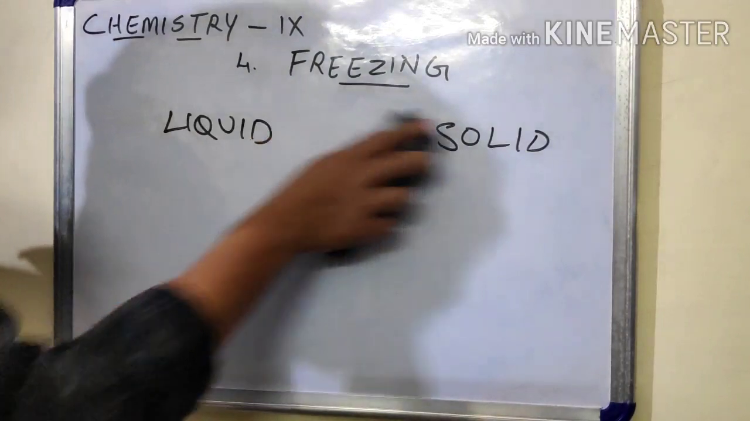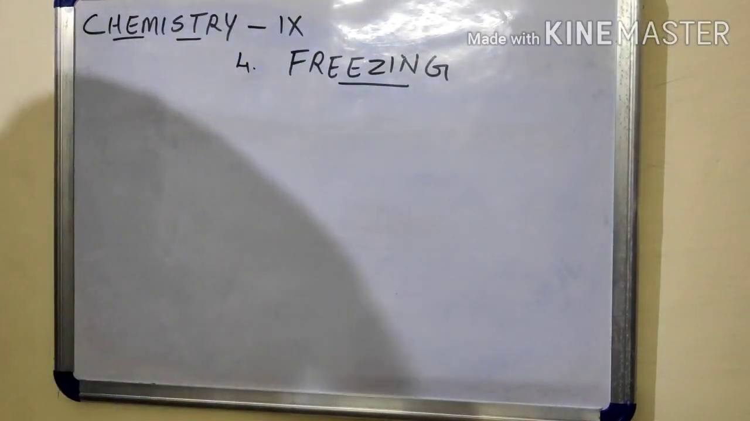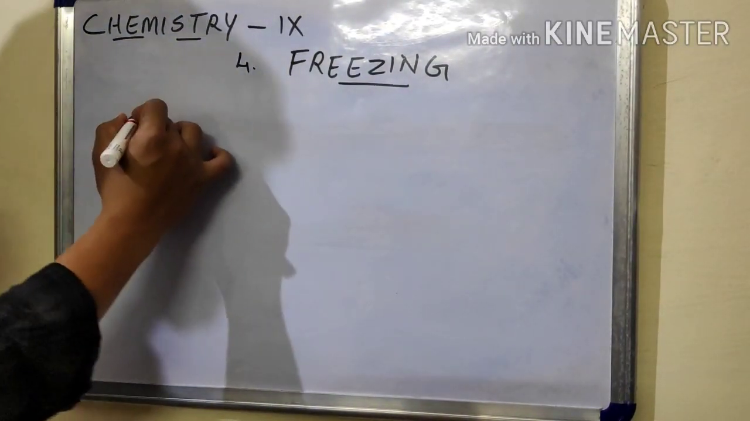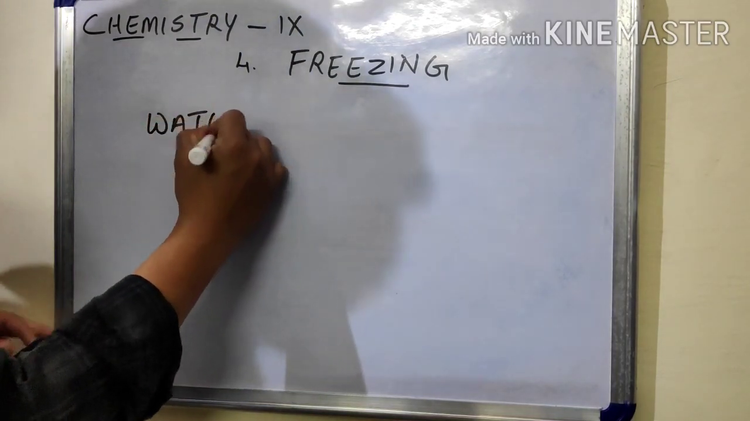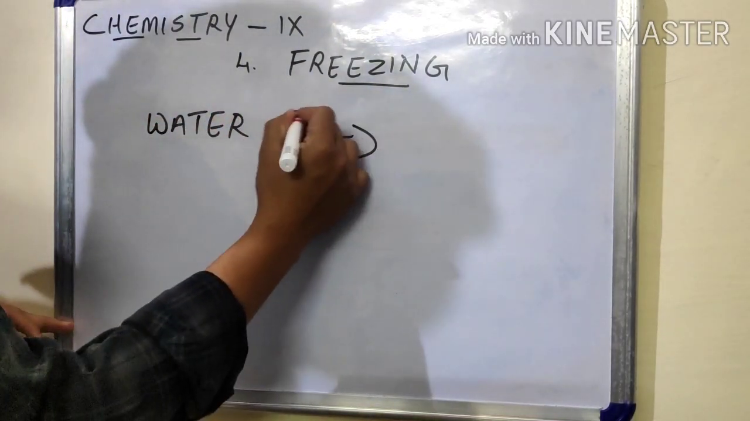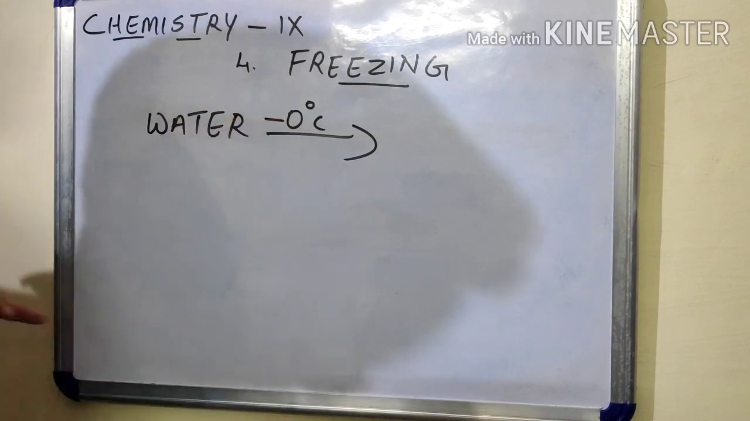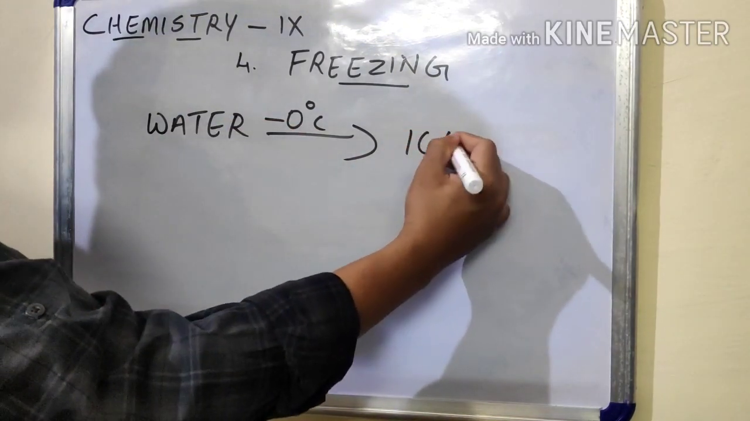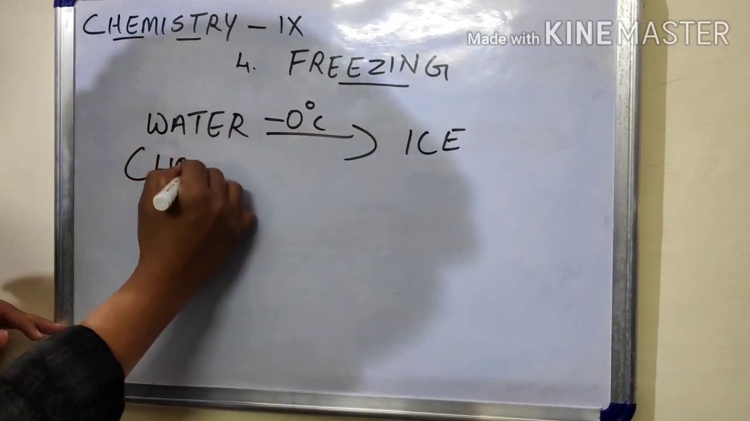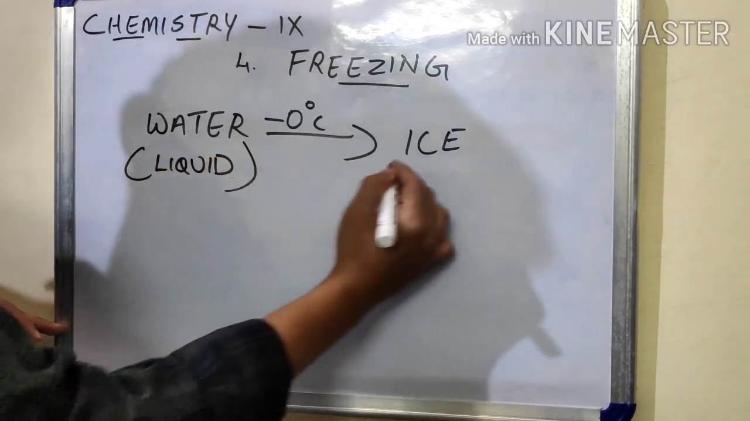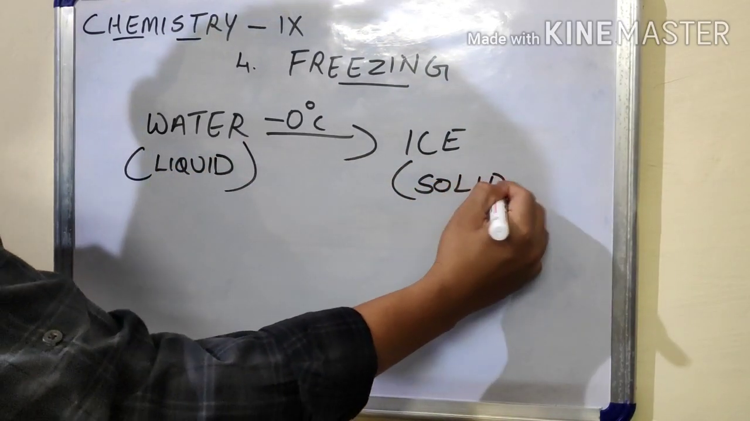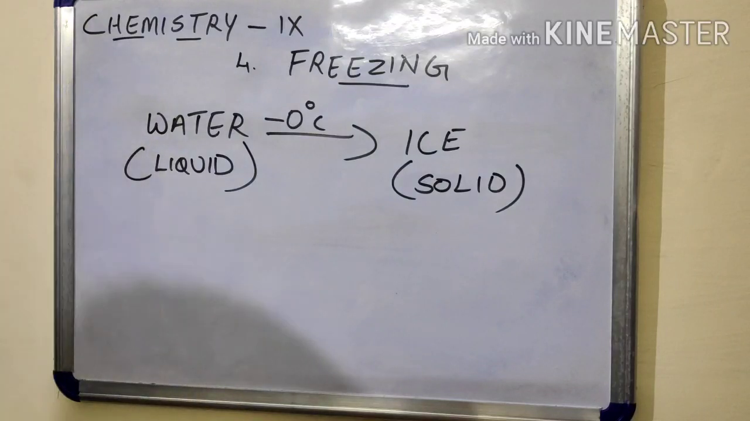So in water we know, if we cool water below 0 degrees Celsius, we get ice. So water is your liquid and ice is your solid. Okay, so write down the definition.